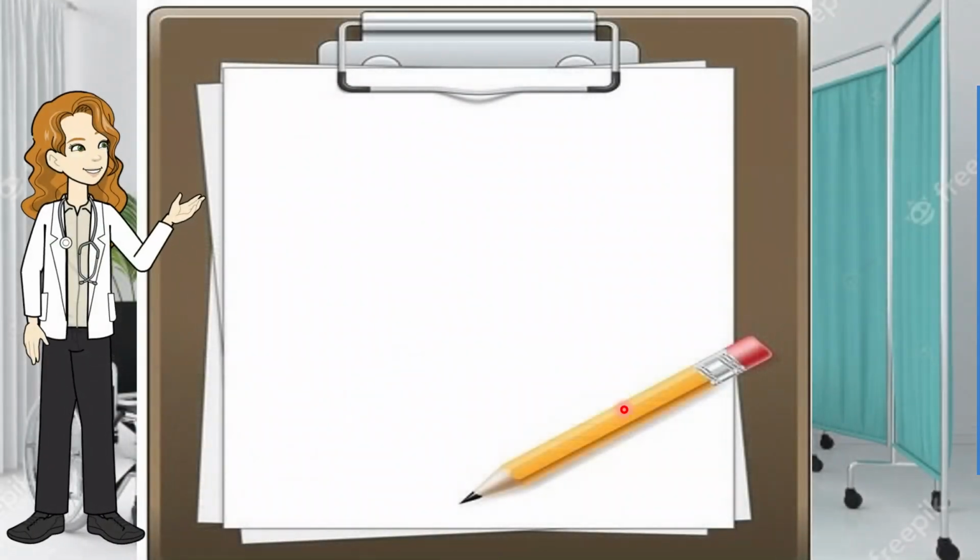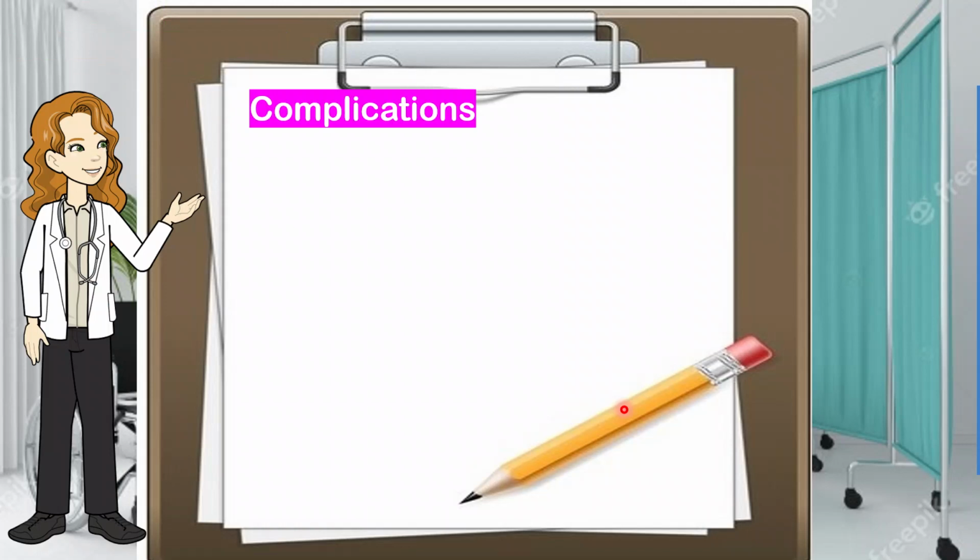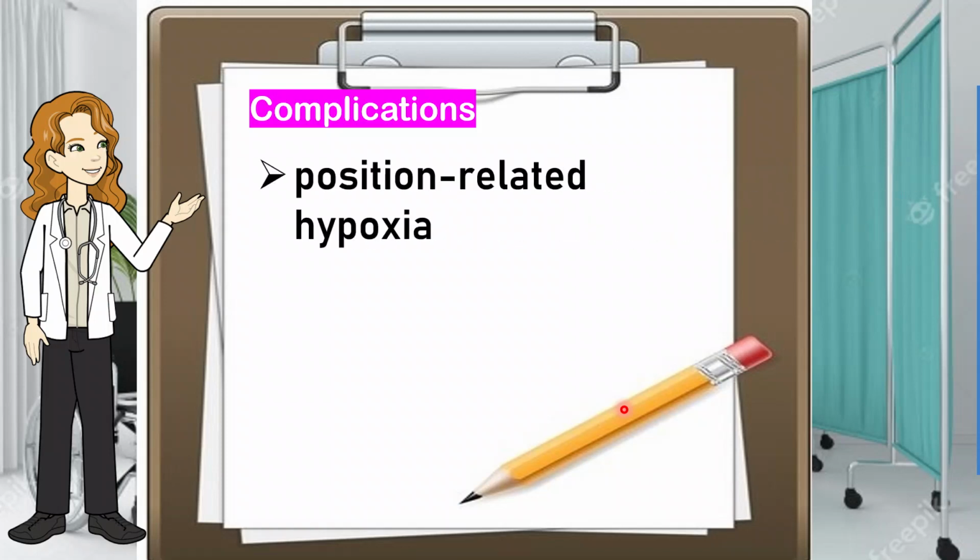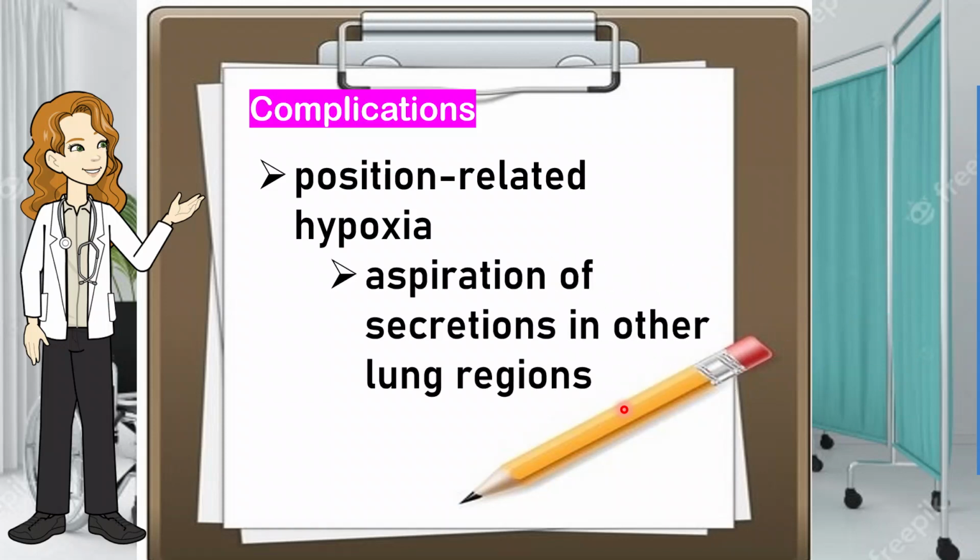Alright, let's proceed. Please take note that in doing the procedure, there might be unexpected complications. Even though you did your assessment, just in case lang, these are the possible complications. There might be a position-related hypoxia. Just try to imagine you will be placing your client in Trendelenburg position, wherein, di ba, kahit nga tayo, hirap tayong mahiga ng walang unan. How much more kung mas mababa yung head part at nakataas ang paa. So, sometimes nahirapan tayong huminga.